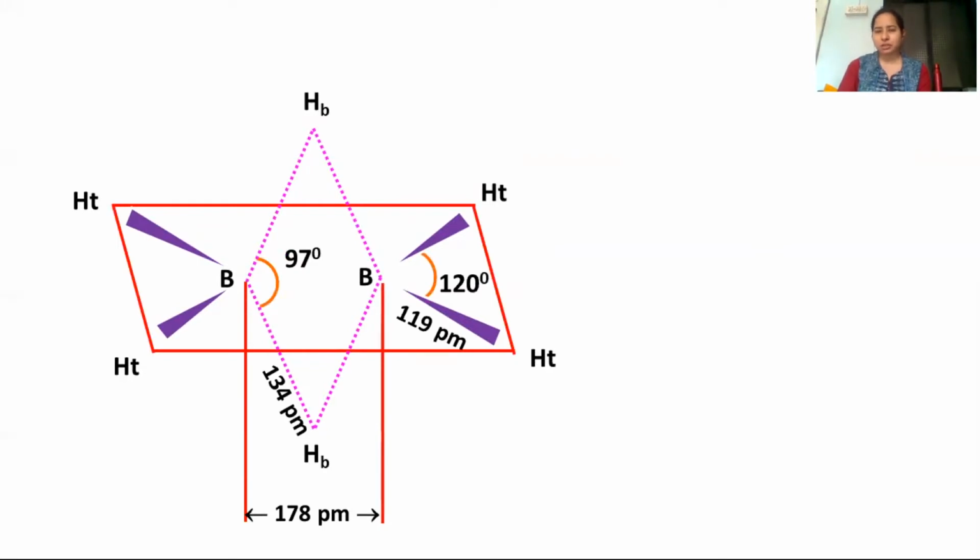Looking at the structure, you always get a question in the exam: which bond is greater in length, the terminal one or the bridge one. So you can remember the structure. The bridge hydrogen atoms are greater in length. You can see it's 134 picometer, whereas the terminal is 119 picometer. You get the question why the bridge hydrogen atoms are greater than terminal hydrogen atoms.